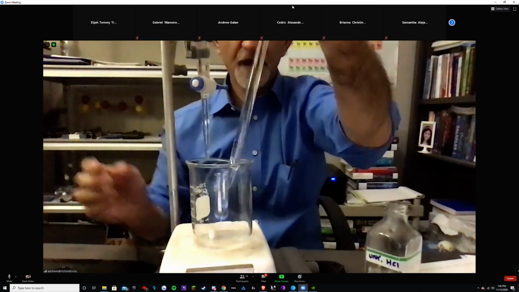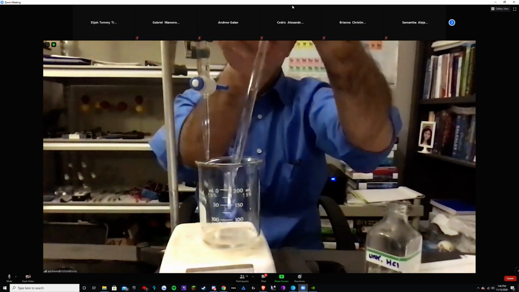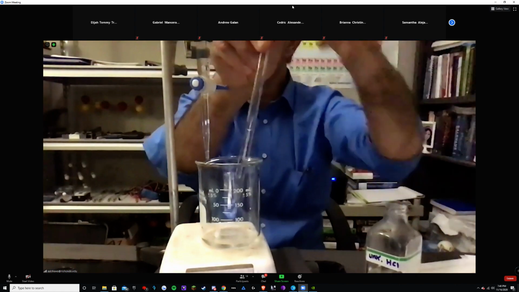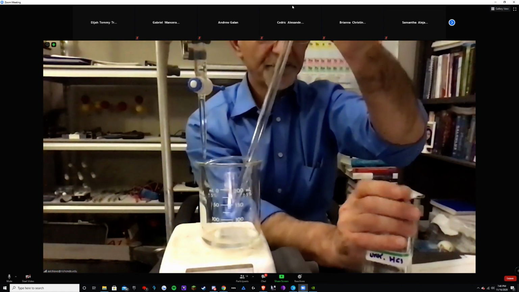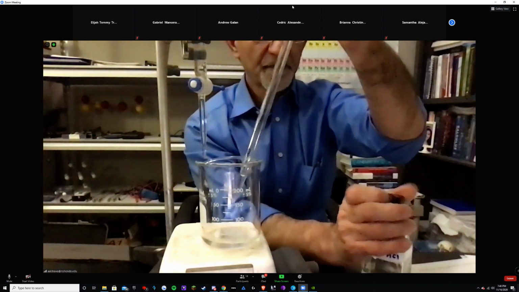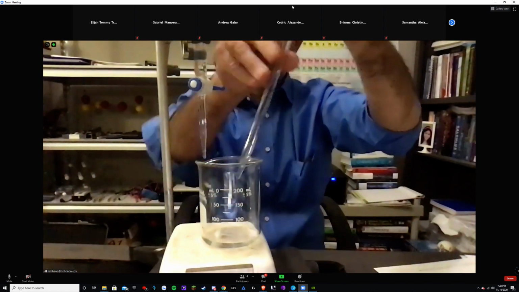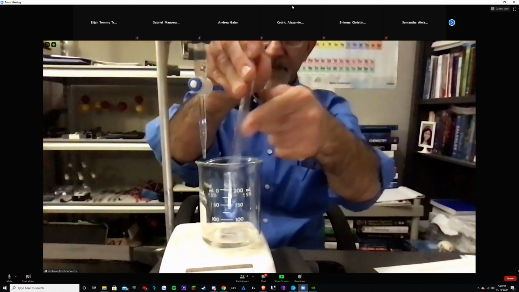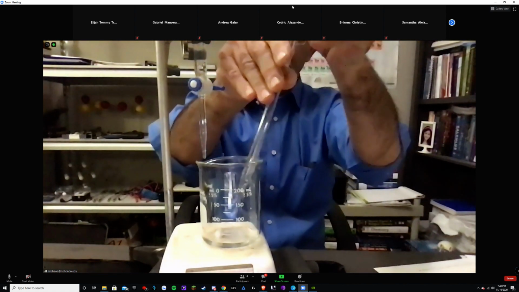Okay, so the acid solution now is poured inside. I'm going to go ahead and close that bottle. All right. So here's the 10 milliliter of that unknown molarity acid is inside.